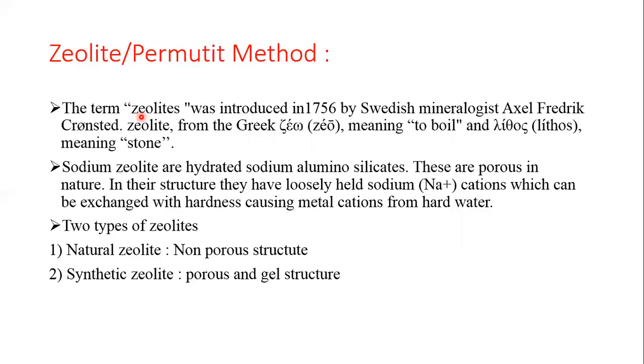So first, zeolite was introduced in 1756. The name of the scientist is Axel Friedrich Cronstedt. Basically, zeolite is a Greek word, where zeo means boil and lithos means stone. So it is also called the boiling stone. If you see its chemical composition, it is a hydrated molecule of sodium aluminum silicates, which is porous in nature. In its structure, it has some loosely held sodium plus cations, which are responsible for exchanging the other heavy metal cations which are present in the hard water.